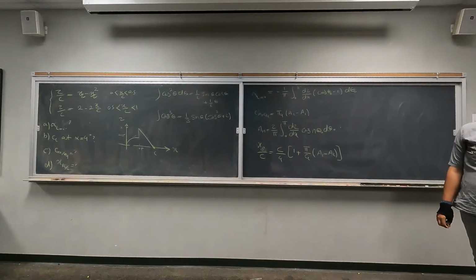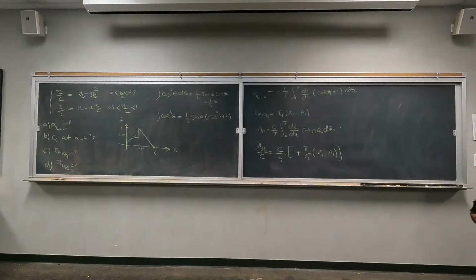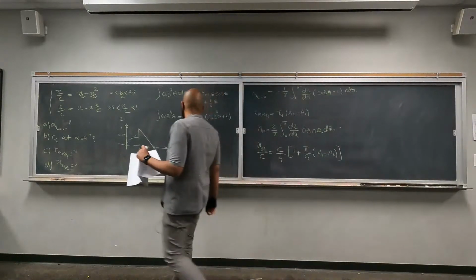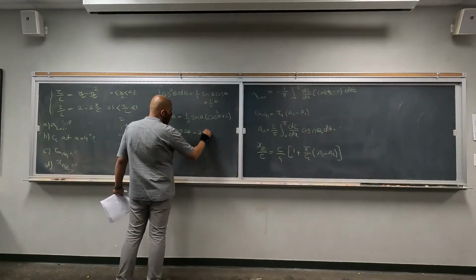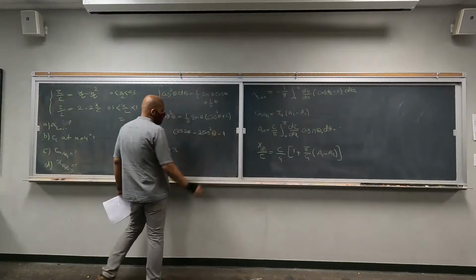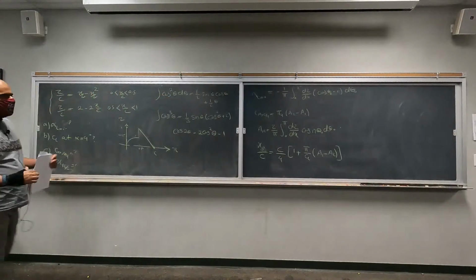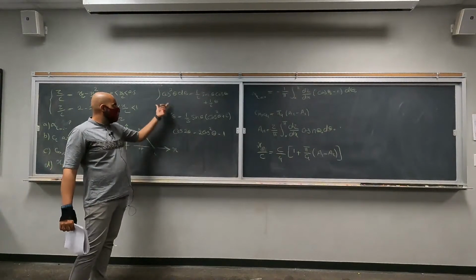And yeah, some trigonometry relations. Like cosine of 2 theta is 2 cosine squared minus 1, which essentially means that you can get the integral of cosine squared of theta using this.